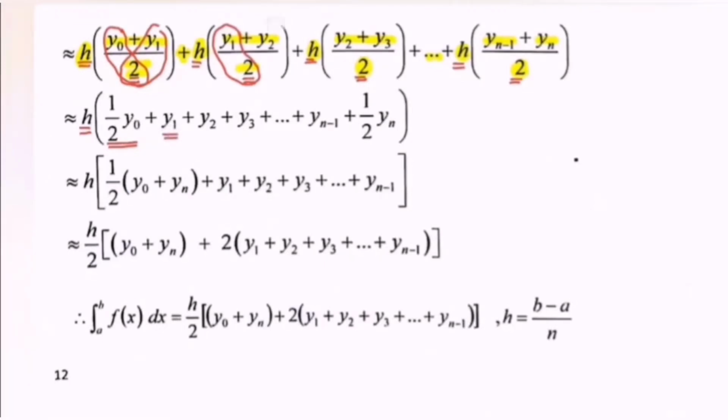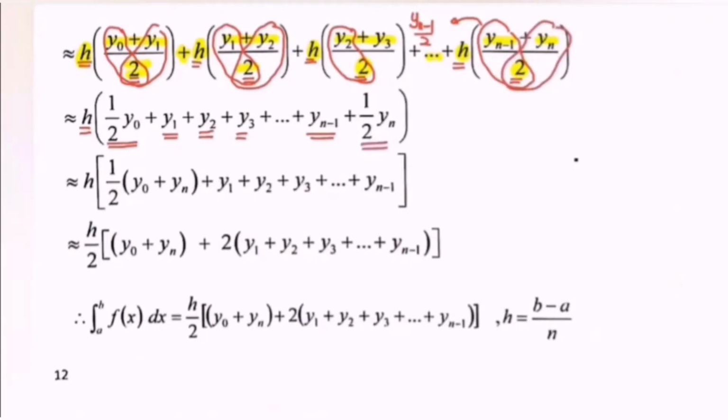Then keep on moving. Here we have y2 over 2. Here we have another y2 over 2. So y2 over 2 plus y2 over 2, again we will have y2. And keep on repeating the same thing until the final part. Here we will repeat the same situation. y sub n minus 1 over 2 plus the previous one, we also have y n minus 1 over 2. So we will have y n minus 1. For the final part, we have y sub n over 2. So that's why we have y sub n over 2.